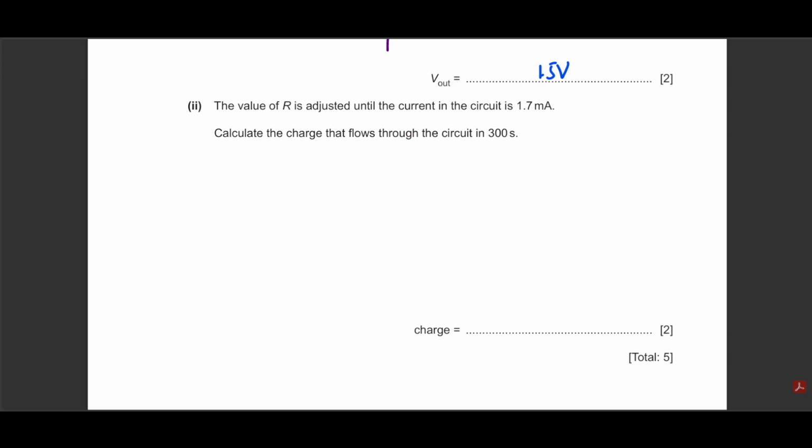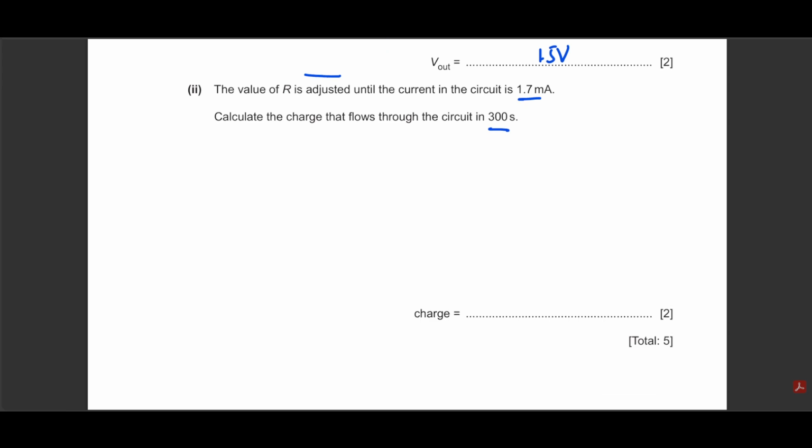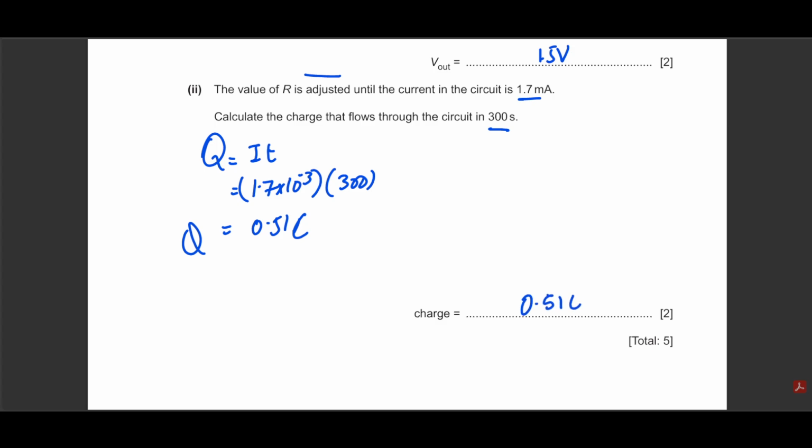The value of I is adjusted again until the current is 1.7. Now he tells us that the current is 1.7 milliamperes, so he wants us to find how much charge flows. So Q equals IT, 1.7 into 10 raised to the power minus 3, because it's a milliampere question, multiplied by 300 seconds. The total charge that flows through would be 0.51 coulombs.